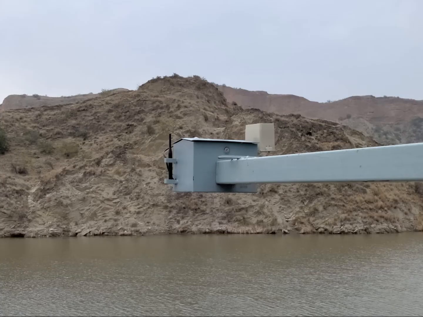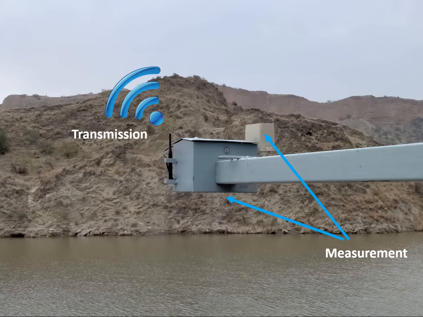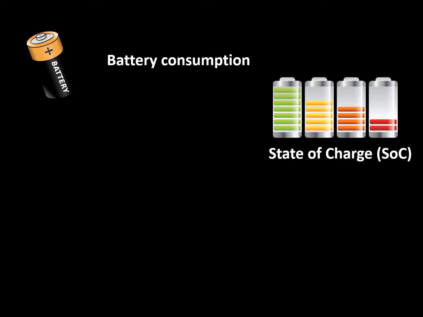Thus, there are two types of operations that discharge the battery. The first operation is the recording of measurements, and the second operation is the transmission of the recorded measurements to a back-end server. The battery consumption can be represented by the variable we call state of charge. This is the same indication that you get on your mobile phones to represent how much your battery is consumed.